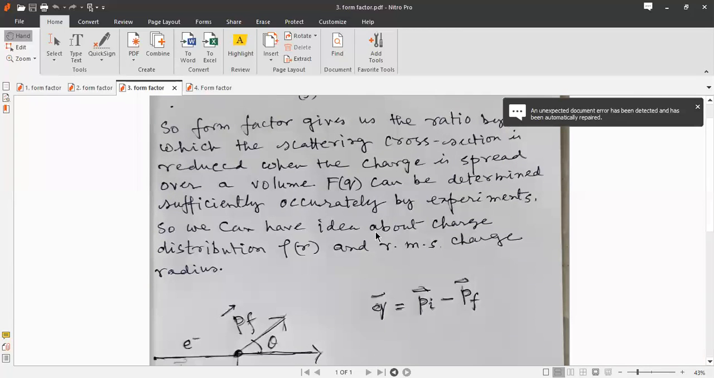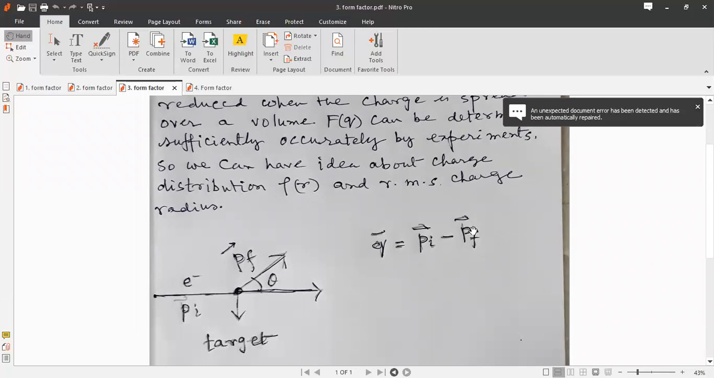Whenever you consider a charged particle as an assembly of some charges, and if you consider it a point particle, a different cross section will come. So the correction to the cross section comes due to the form factor, which in other words is related to the radius of the distribution. Here we just draw a figure like this, the transfer of momentum with angle theta. So this is actually what the form factor is.